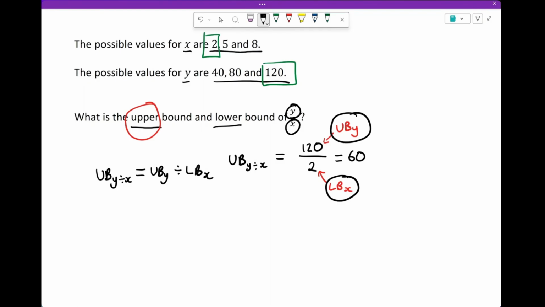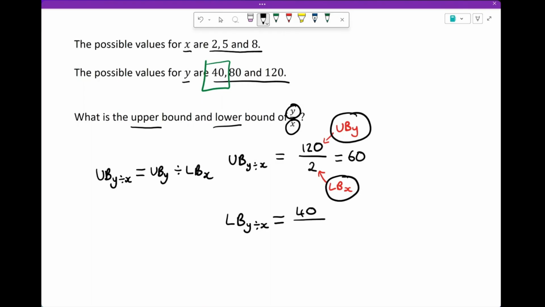Now let's consider the lower bound of our division calculation. And let's think about how we can get the smallest value out of this fraction. So to do that, we have to consider the fact that division, as I said, was fitting one number into another number. So if we want this calculation to get the smallest possible value, then I want y to be as small as possible this time, so I can fit the minimum number of x's into there. So we'd be using the 40.